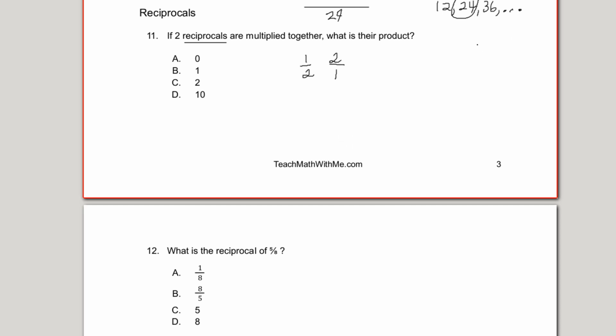So let's also remember, if we have the number 4, its reciprocal is 1/4, because 4 is the same as 4/1. Now it's asking us what happens if two reciprocals are multiplied together. It doesn't give us what those values are, but we would want to come up with our own example and see what happens. So when I take 1/2 and I multiply that by 2/1, I get 2/2, which is 1. I would get the same thing if I multiplied this 4/1 by 1/4. And so our answer is going to be B, 1.